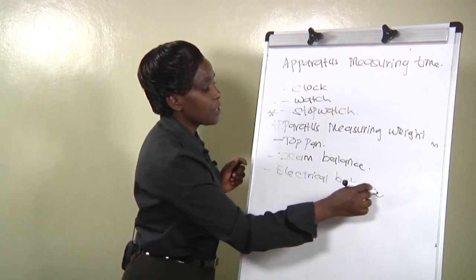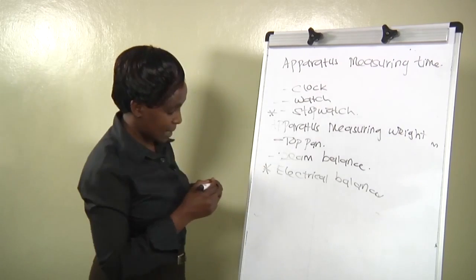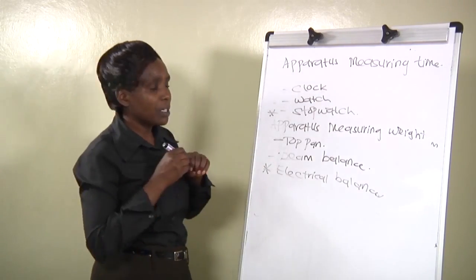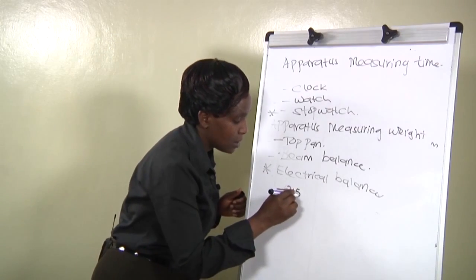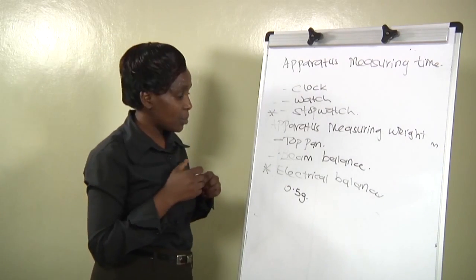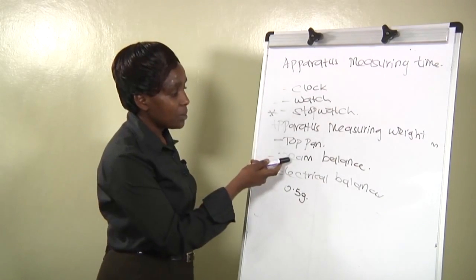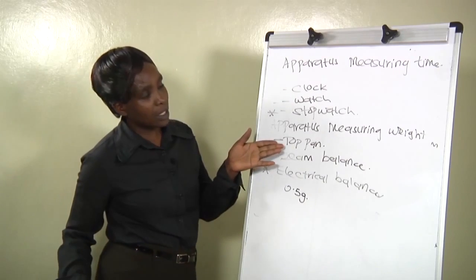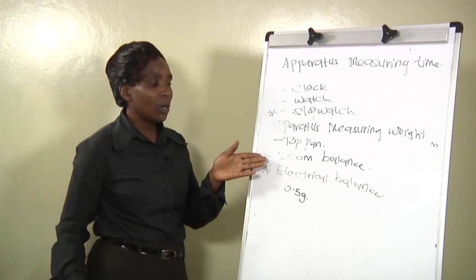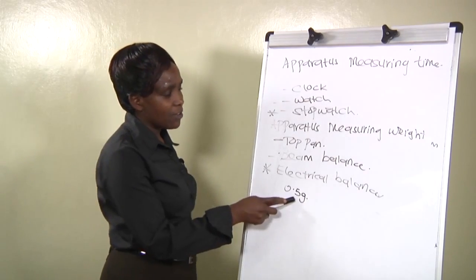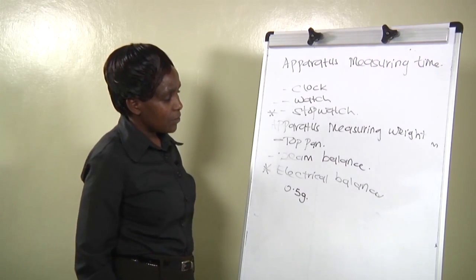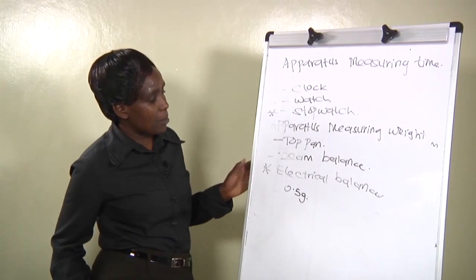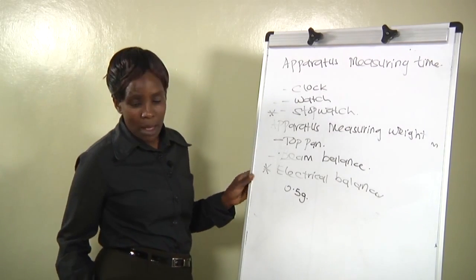Now, the one which is commonly used in the lab is the electrical balance, and the reason is because, for example, if you have been told to measure 0.5 grams, it's a very small amount. So you can never use a beam balance. A beam balance may be for something like 1 kg or even a half. But for 0.5, you will not be very accurate if you use a beam balance. Therefore, in the lab, we normally use the electrical balance.